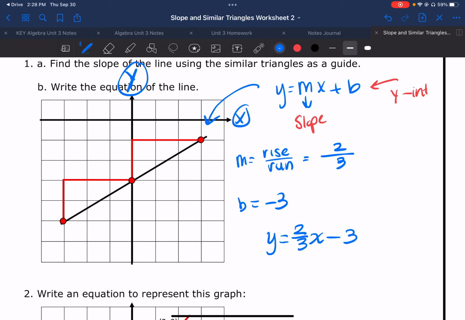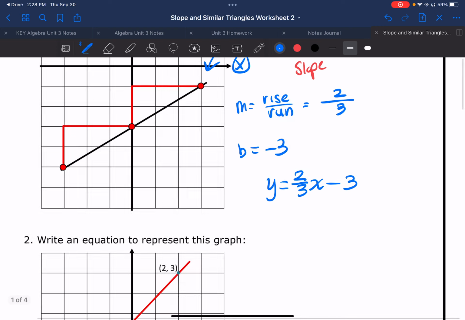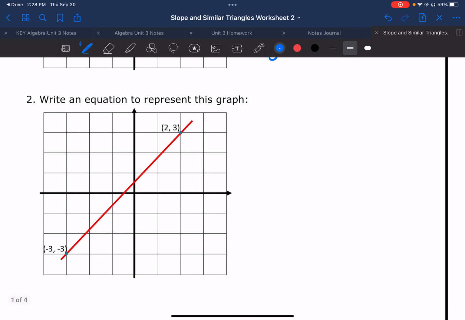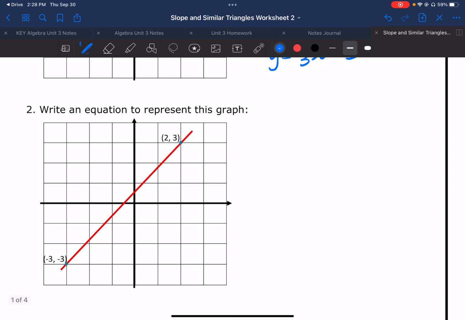All right, so we're almost done. Let's keep going. Write the equation to represent this graph. If you want to try it by yourself, go ahead and hit that pause video. Try to do it yourself. Hit that play video, and then see if you got it right.